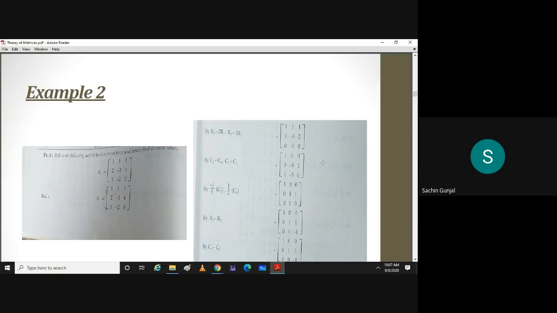Sir, can we multiply a column or a row with -1? Yeah, that you can always do. Non-zero multiplication is allowed.